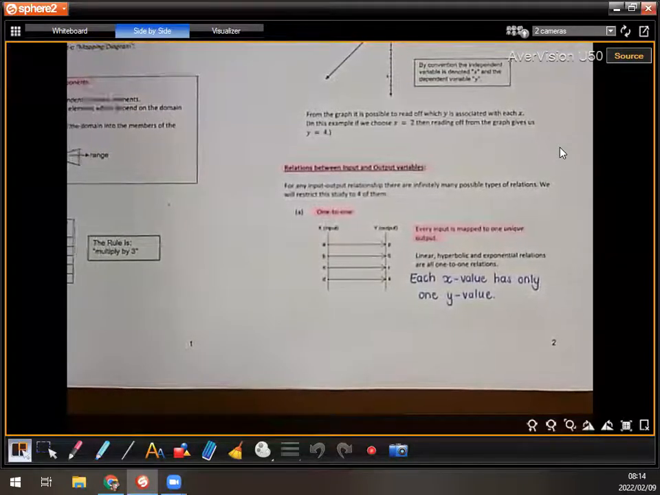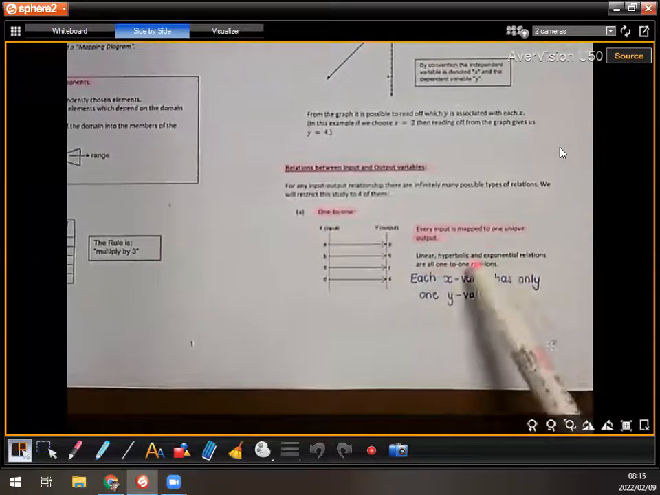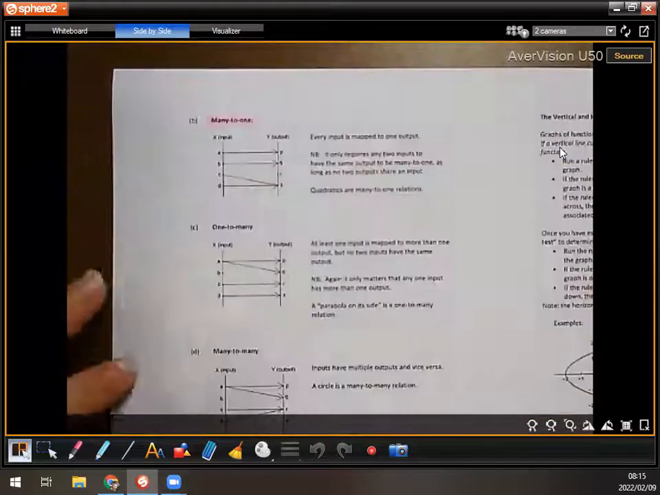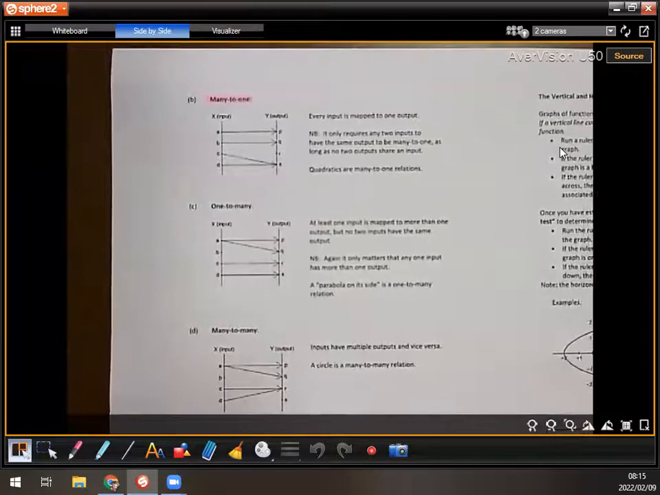So then I have some examples there. They're saying linear, so like straight lines. Hyperbolic, that's hyperbolas, obviously, right? And exponential relations are all one-to-one. Okay, because if you sub in one x value into that equation, you will only get one y value as an output. Okay, so that's one-to-one. The next one is many-to-one. Now that means that multiple different x values could possibly give you the same y value.